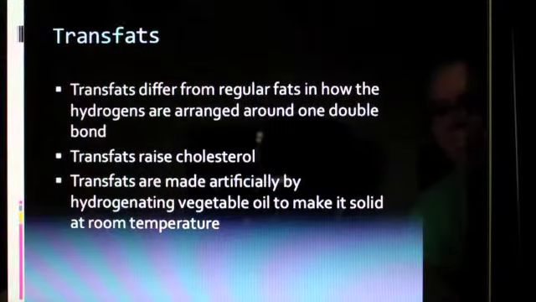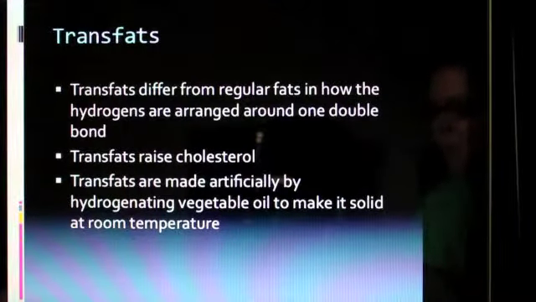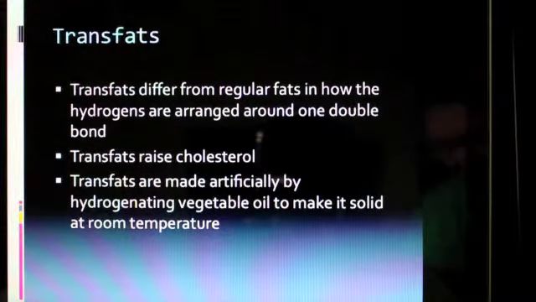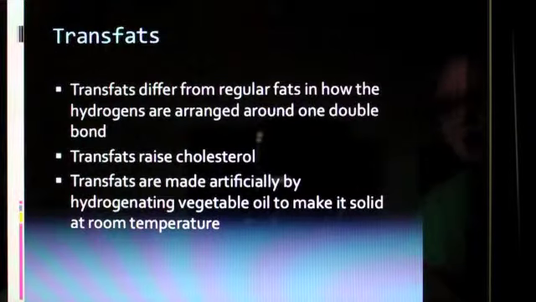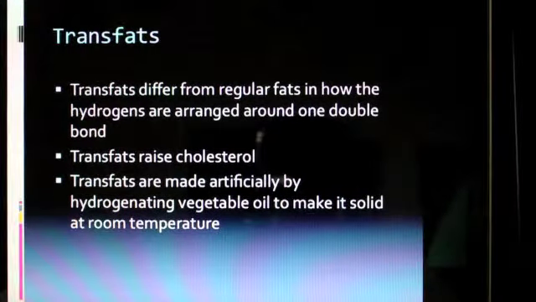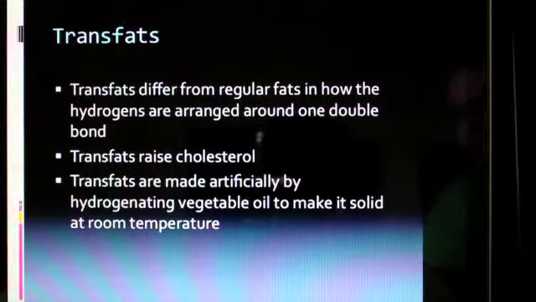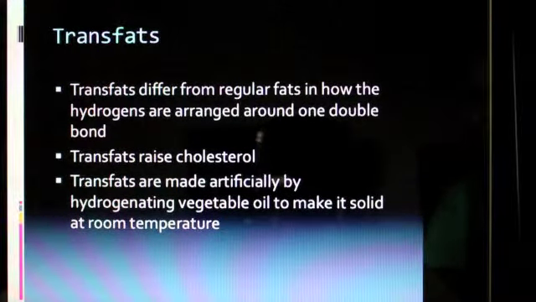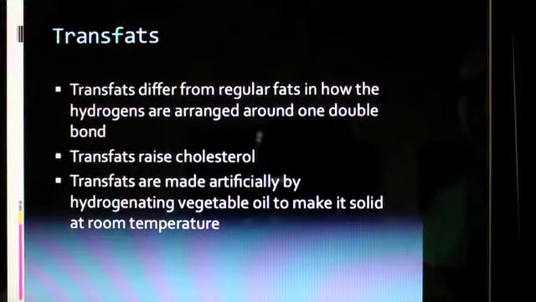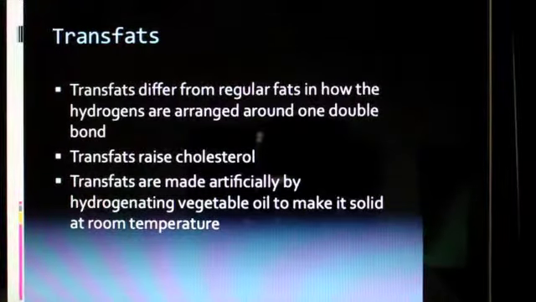And the reason why this happens is in nature, there aren't any trans fats. The trans fats are made artificially when you add extra hydrogen to vegetable oil to make it solid at room temperature. So this is a chemical process. This is why instead of just having butter, now we have things like margarine.